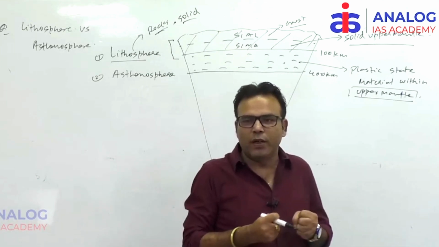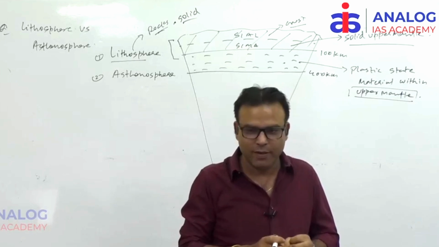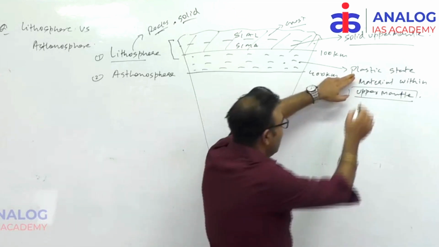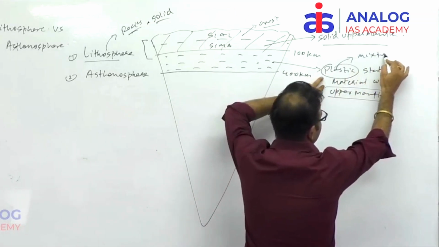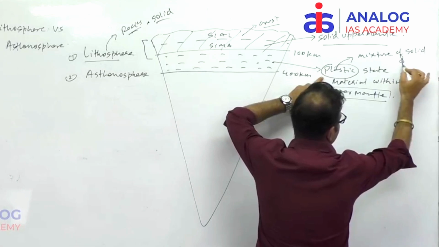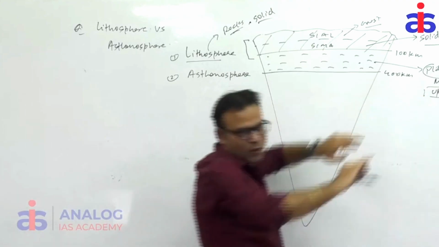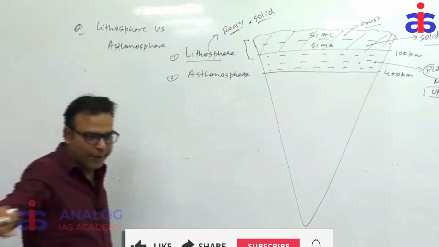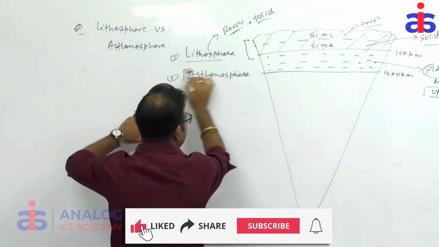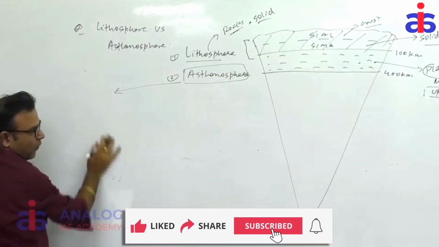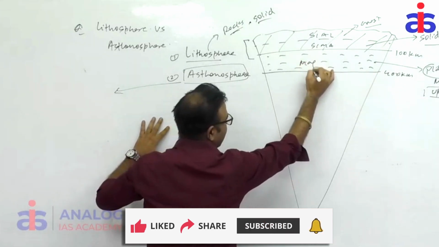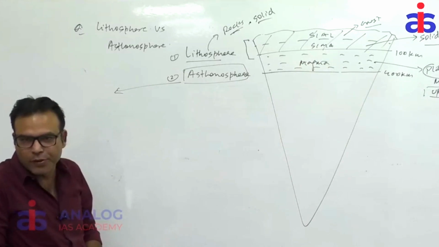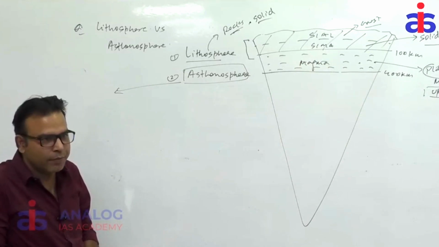So that mixing of solid and liquid is called which state? Plastic state. You understood? Asthenosphere is in which physical form? Plastic. What do you mean by plastic form? A mixture of solid and liquid. Some of the material melted, some remains in solid form. That is the meaning on the ground. So the question arises, why does asthenosphere have this state? And this is a source of what? Magma. Asthenosphere is a source of magma for the volcanic process or new rock formation of the lithosphere.